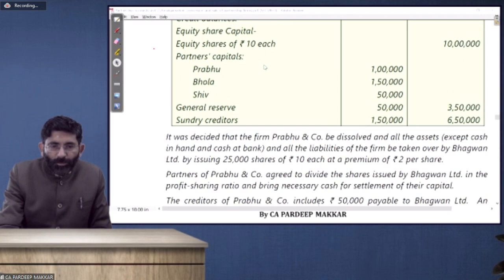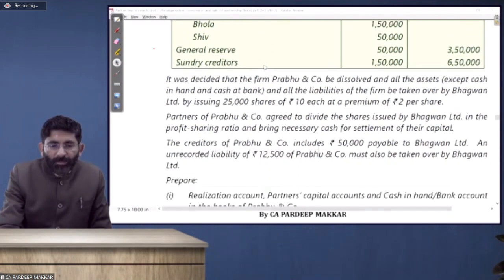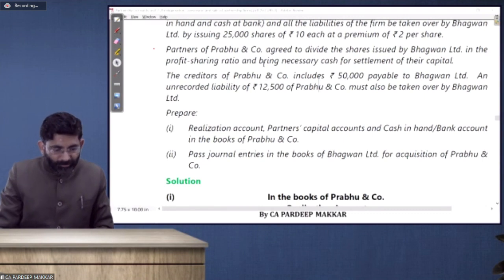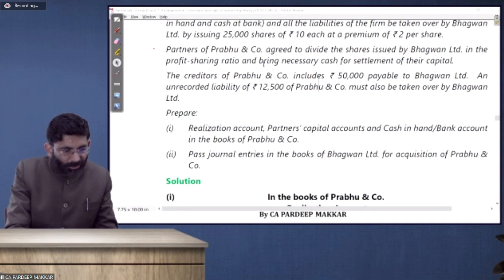Just you have to prepare the realization account. Realization account is very simple. We have to transfer all our assets and liabilities. See the question, we have to solve it.